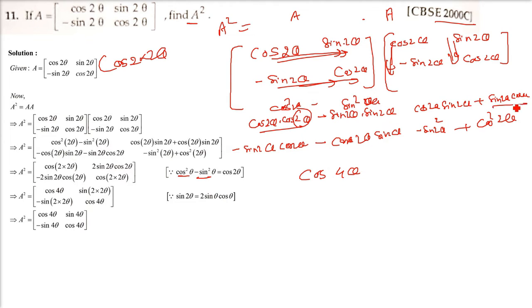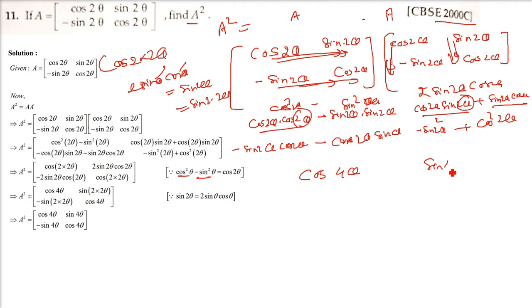This is sin 2 theta cos 2 theta plus sin 2 theta cos 2 theta, that will be twice sin 2 theta cos 2 theta. And 2 sin 2 theta cos 2 theta is what? Sin 2 theta, and as I said, theta is already twice, so it will be sin 4 theta. This happens here also. Take minus outside, it will be plus, similar to the second element of the first row. That will be sin 4 theta only. Thus it will be negative. What is this? Cos square 2 theta minus sin square 2 theta, again similar to this one, so cos 4 theta. This is going to be A square.